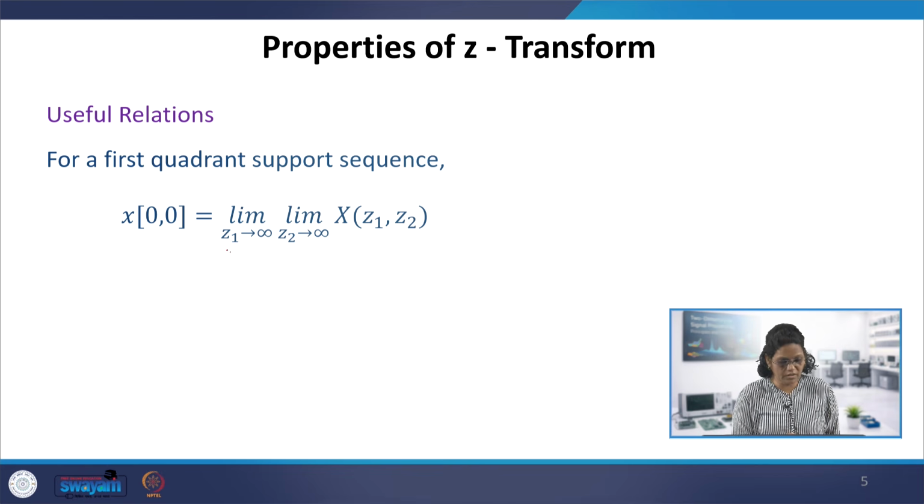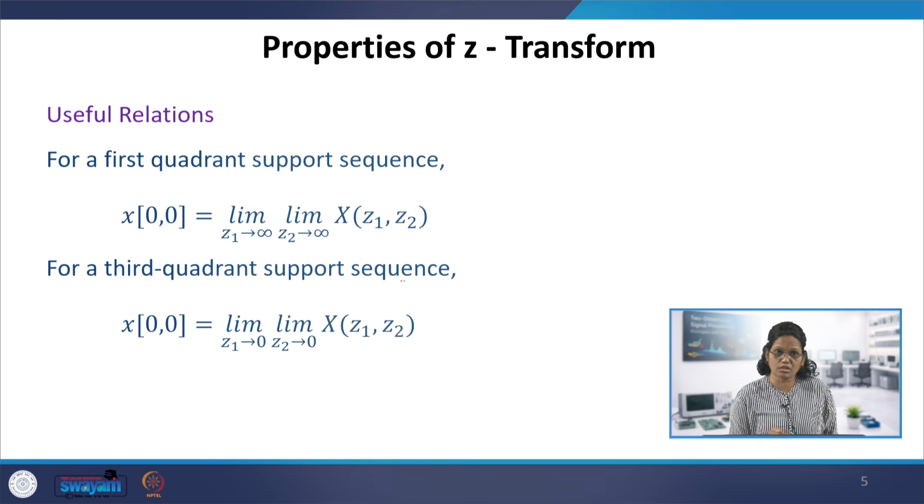The same thing, finding the initial value for a third quadrant sequence, where the support is in the third quadrant, n1 and n2 are negative. In that case, we have X of z1 and z2 with z1 tending to 0 and z2 tending to 0. So you should note the difference between these two to get the initial value, the 0 comma 0 point, which is also helpful in finding some of the transforms. This gives a useful relation in the case of the Z transform: if you know the Z transform of the sequence, you can find the initial value.